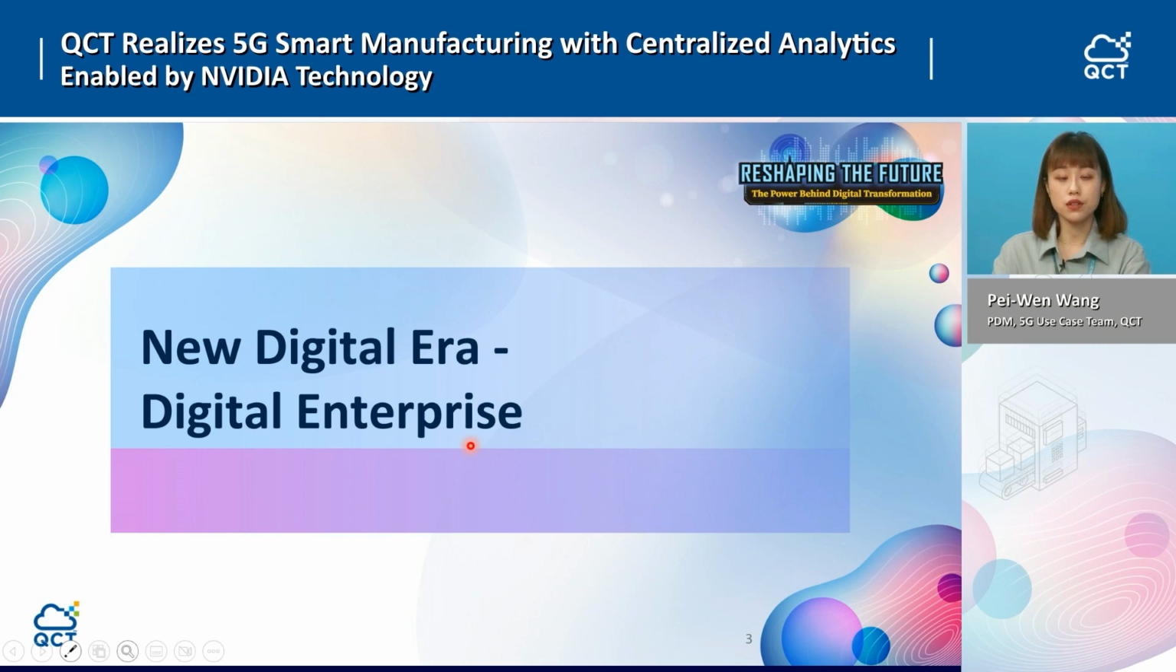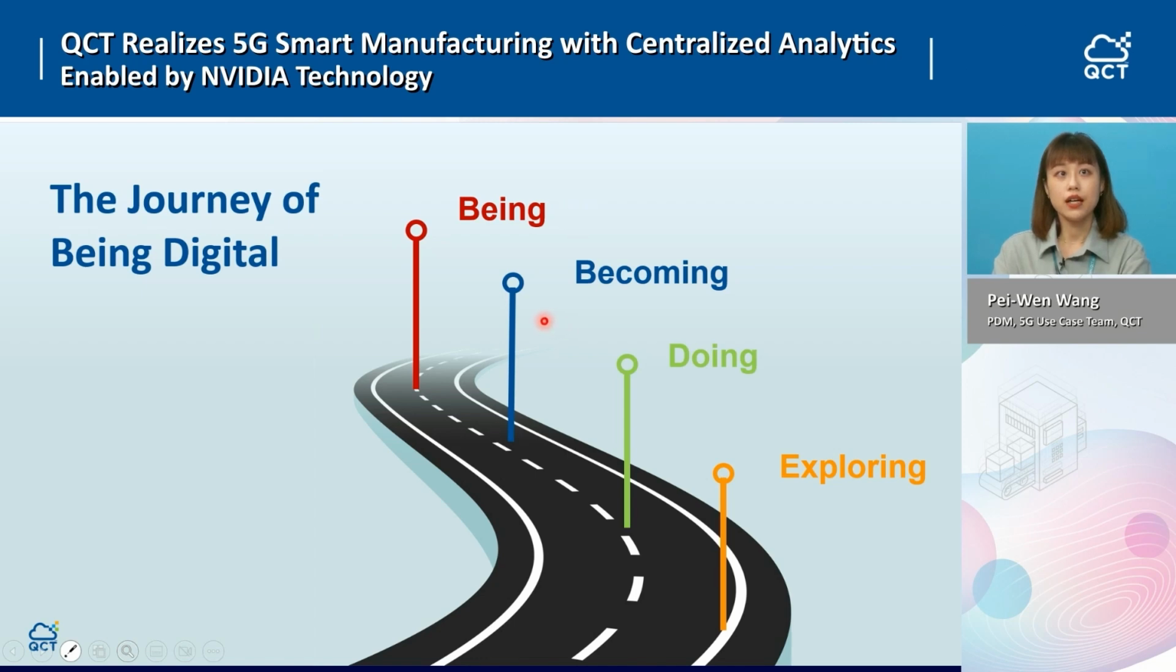Now let's start with the first part, new digital era. What's digital enterprise? And before jumping into the topic, let's see the definition of digital transformation. Digital transformation is the integration of digital technology into all areas of a business, fundamentally changing how you operate and deliver value to customers. And you may be wondering, then how to achieve digital transformation?